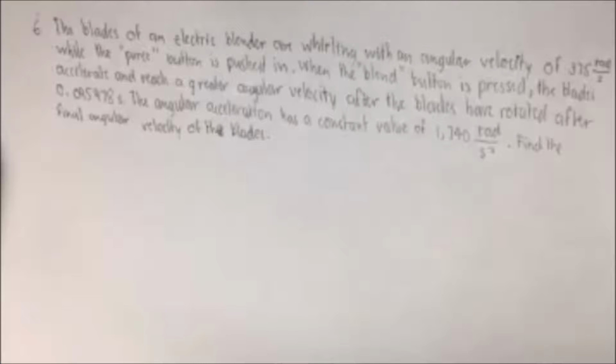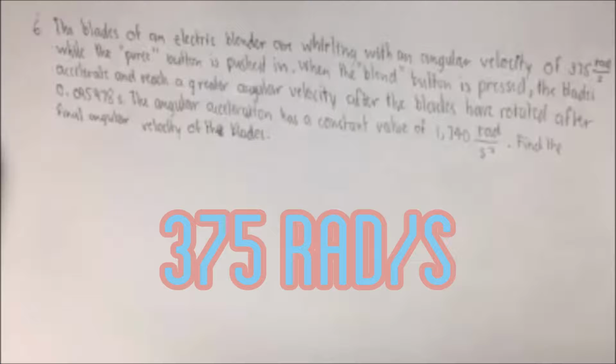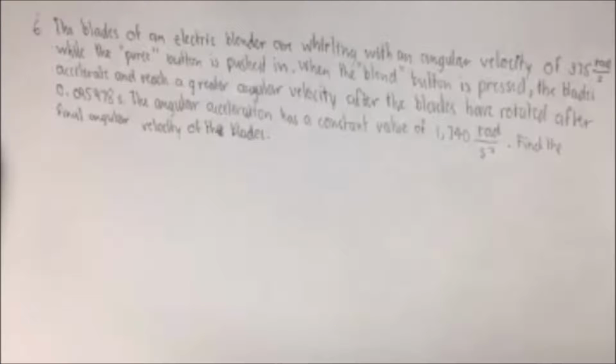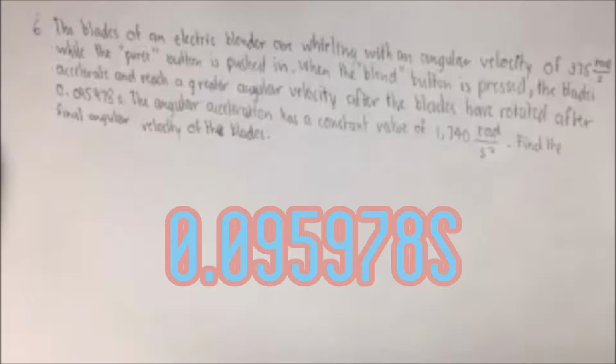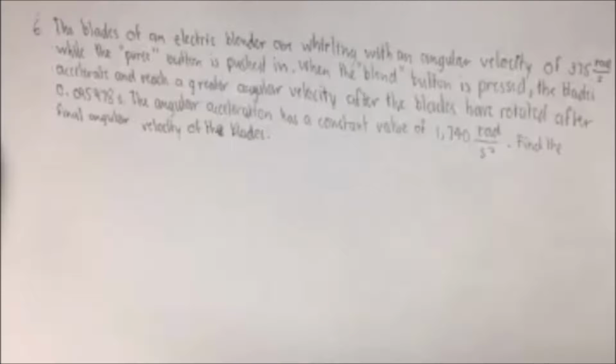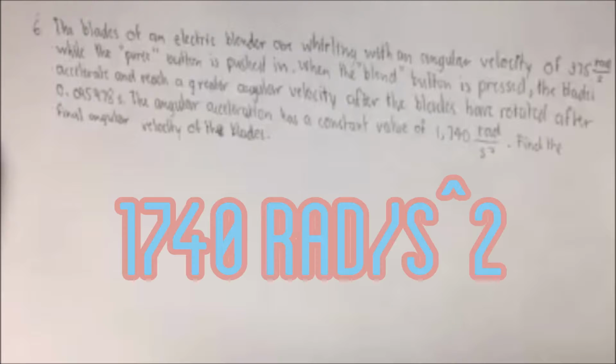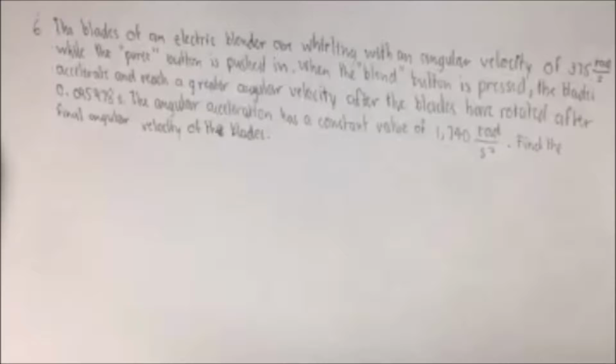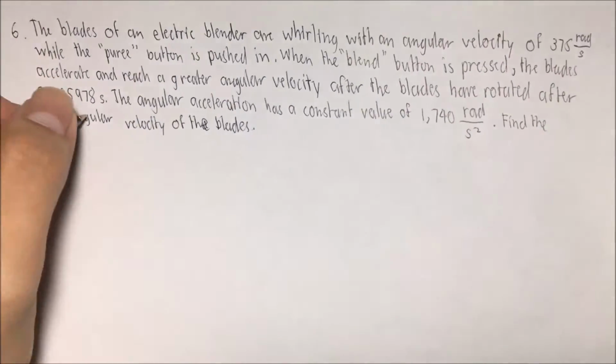The blades of an electric blender are whirling with an angular velocity of 375 rad/s while the puree button is pushed in. When the blend button is pressed, the blades accelerate and reach a greater angular velocity after the blades have rotated after 0.095978 seconds. The angular acceleration has a constant value of 1740 rad/s². Find the final angular velocity of the blades.